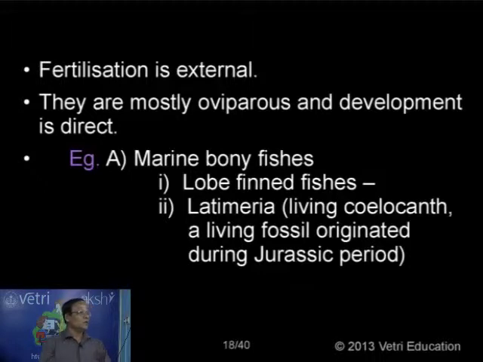Now I want to clarify some of the fishes. So we can have marine bony fishes and also true bony fishes, normally freshwater as well as marine. And the marine bony fishes are classified into different types. One may be the lobe-finned fish, under which we also have the lungfishes, the second category.